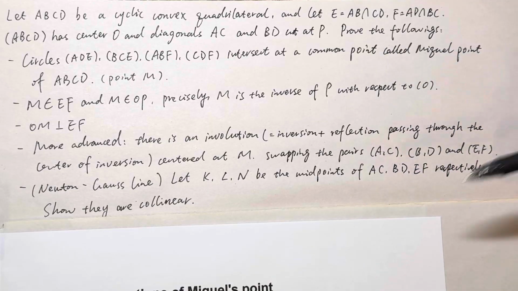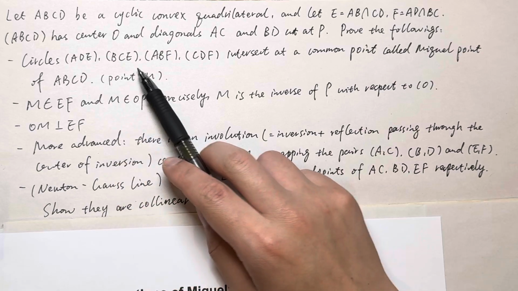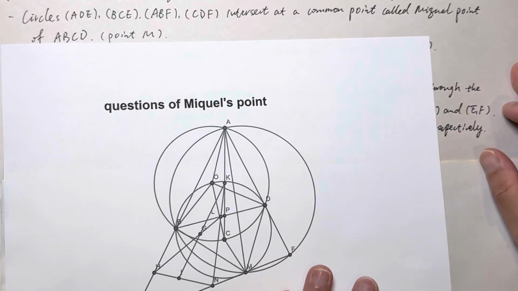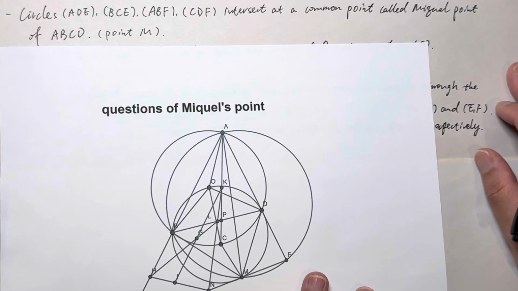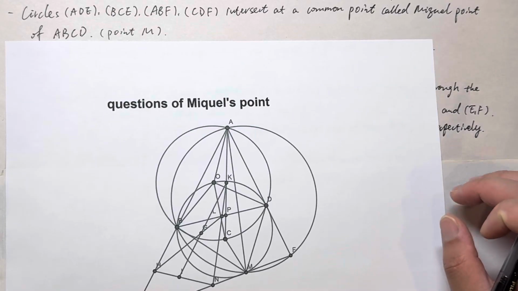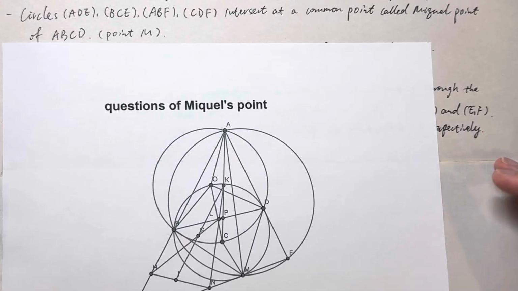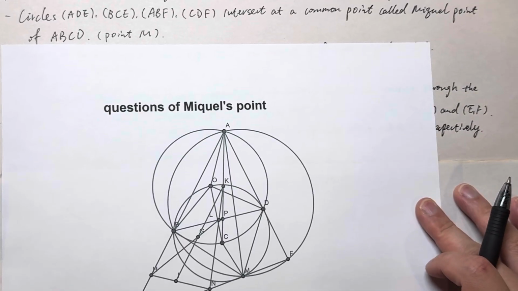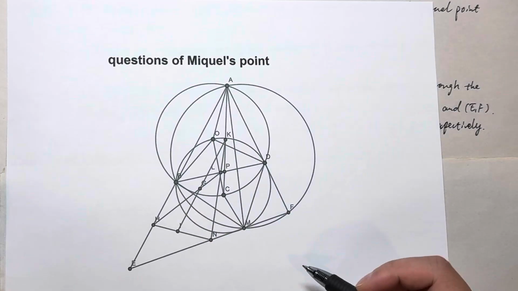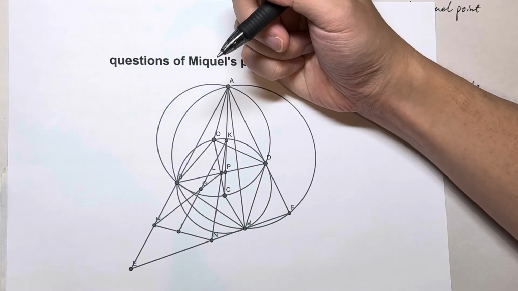Prove the following. So we have several things here. The first one is that circles ADE and BCE. Let me just put the figure here so it's easier for us. The figure looks kind of complex, just because we have so many questions here. So we have A, B, C, D, right? That's a quadrilateral. I didn't draw it fully actually.